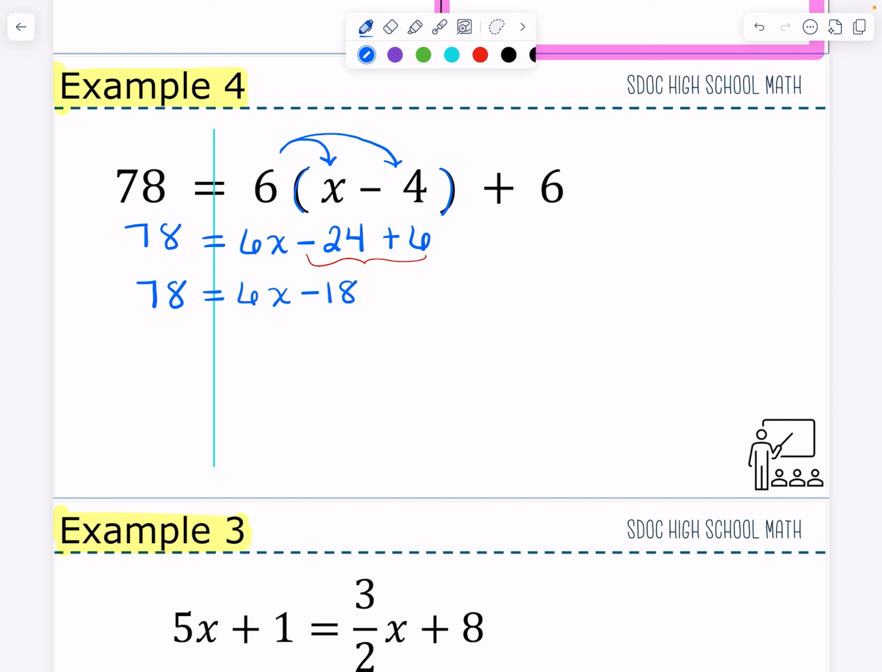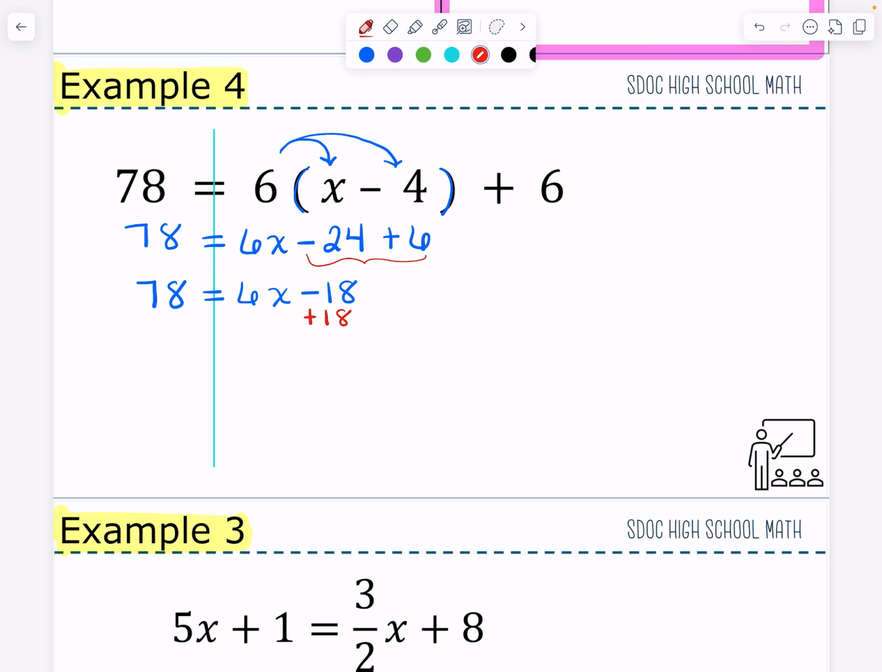Now, I've got it with distribution done, terms combined. Now I've got to get x by itself. So I'm looking at this and I'm like, oh, x is attached to 6, so I can't get rid of that yet. But I can get rid of that negative 18. So what's the opposite, or what's the inverse of negative 18? That is positive 18.